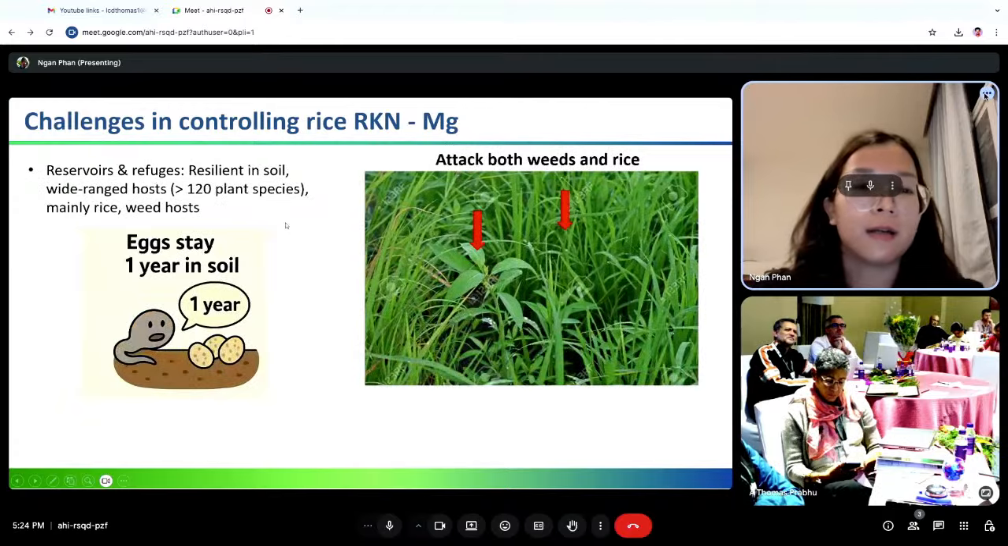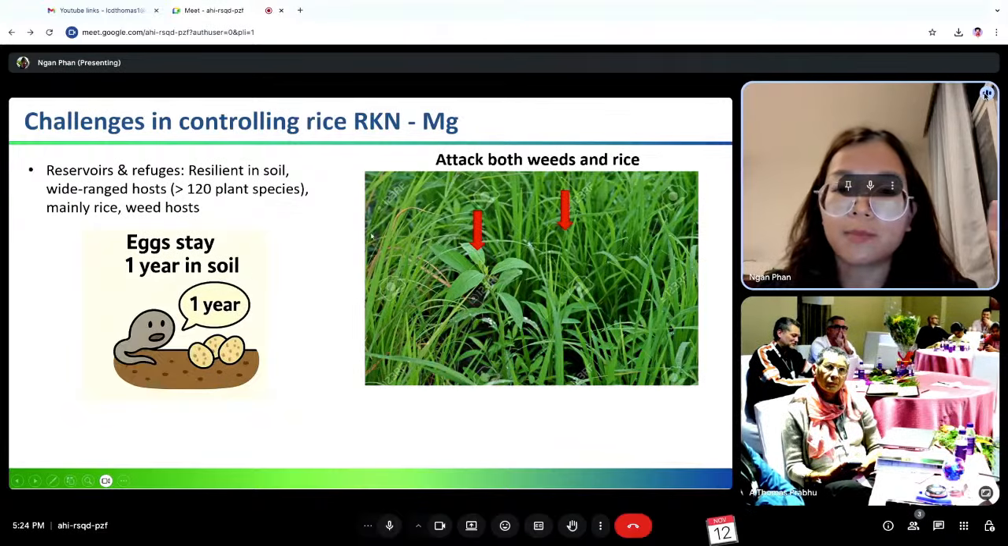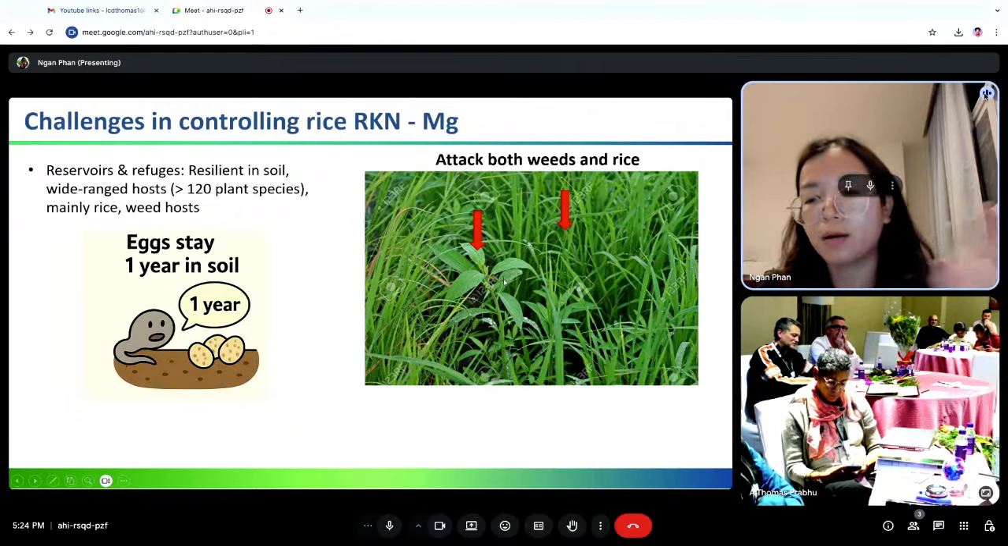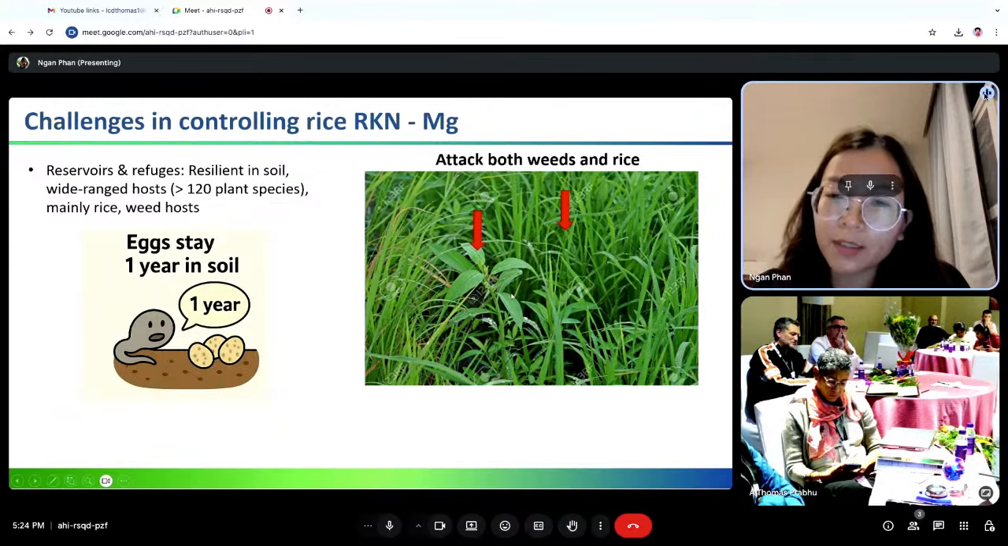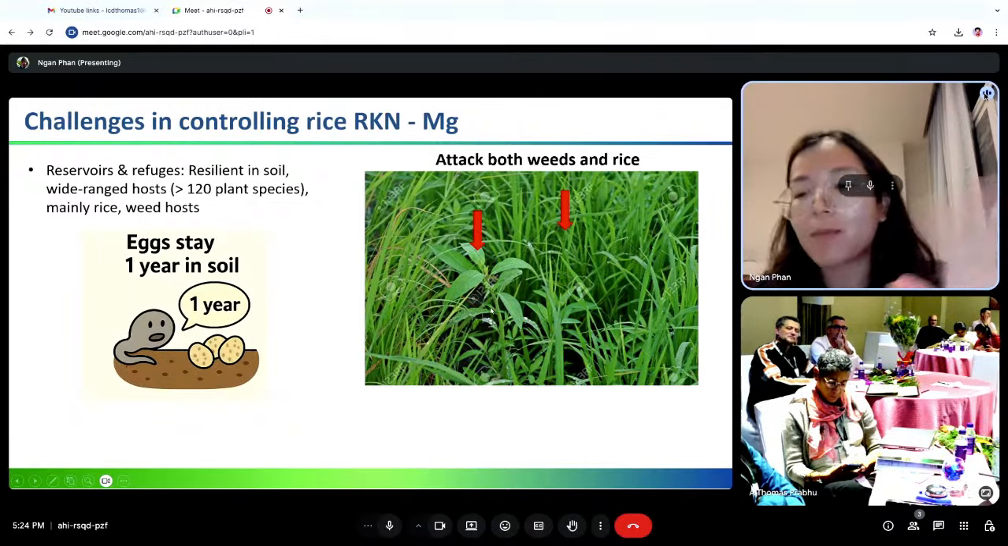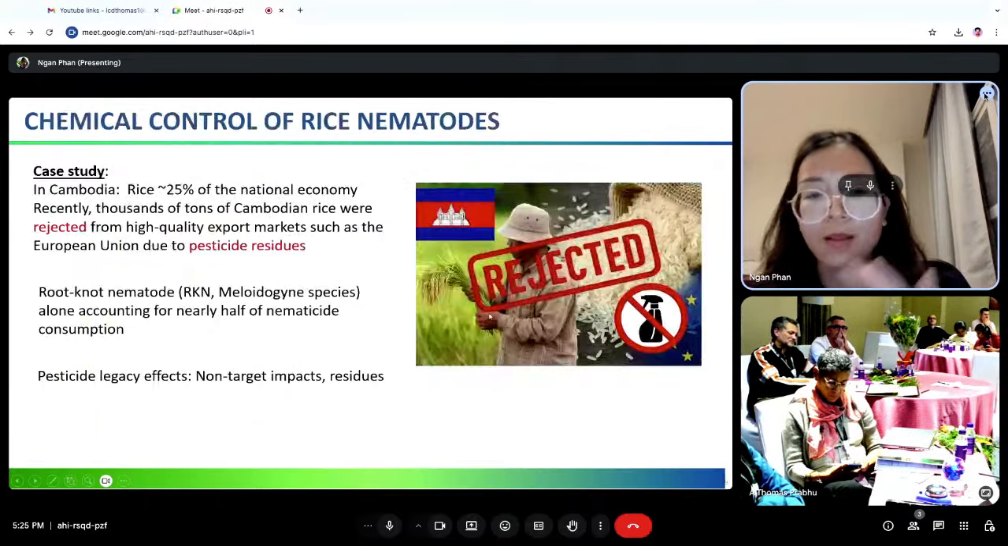Control is difficult. This rice nematode is really resilient in the soil, where it can stay more than one year. This pest can affect a wide range of hosts, more than 120 plant species, mainly rice, but it also attacks wheat that is associated with the rice growing agrosystem. So to manage the pest in rice, we also have to manage it in wheat. That makes it doubly difficult.